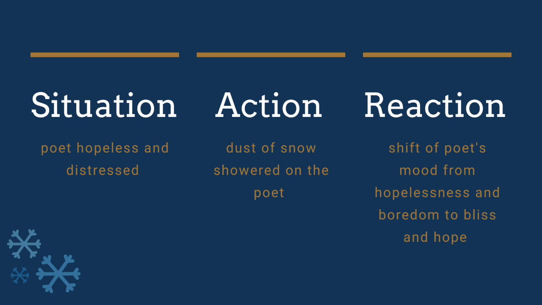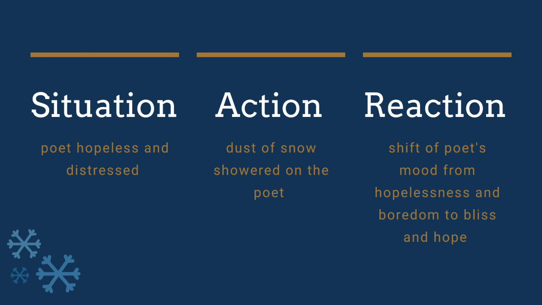Now, let us look at the poem. What is the situation of the poet? The poet is hopeless and distressed. Now, in this situation of the poet, what is the action that takes place in the poem? Dust of snow is showered on the poet. So, what happens because of this? The reaction. Shift of poet's mood from hopelessness and boredom to bliss and hope.